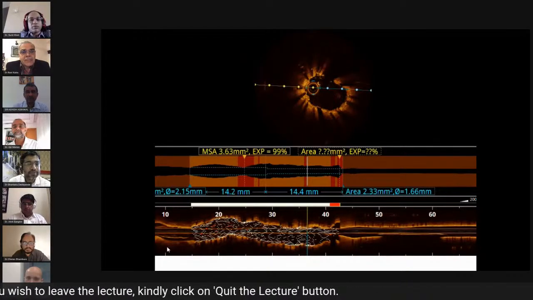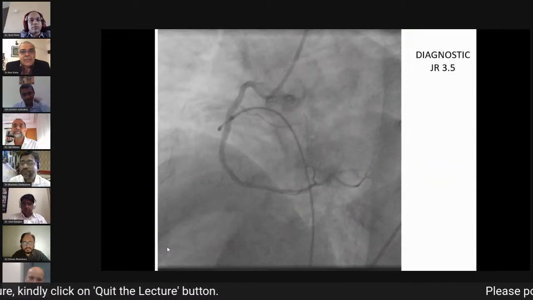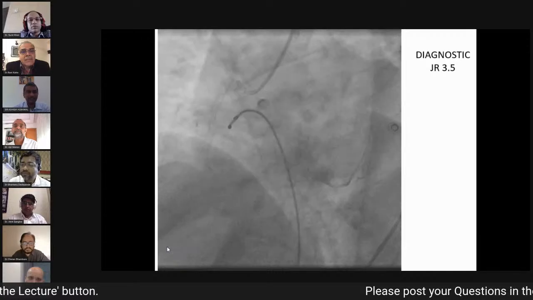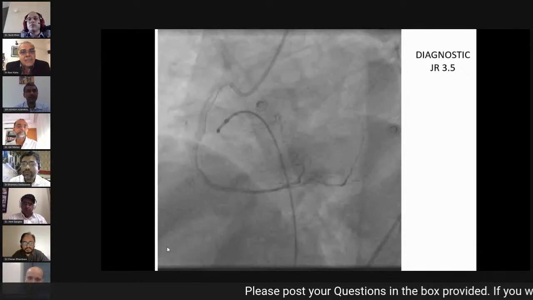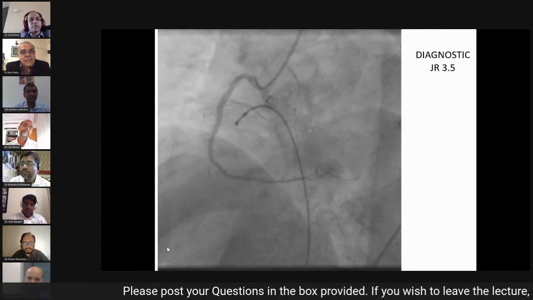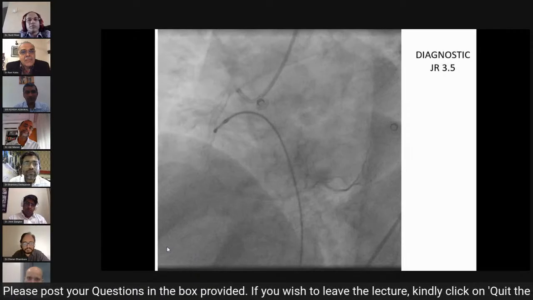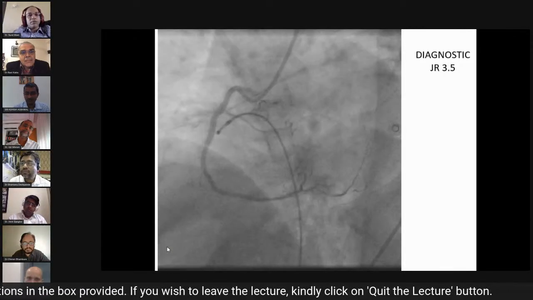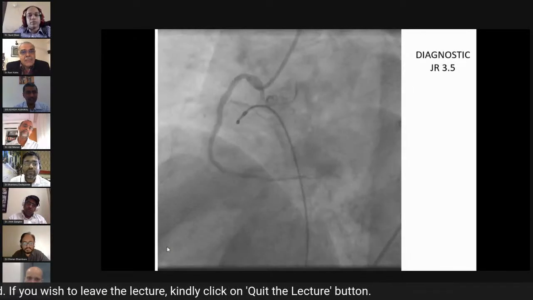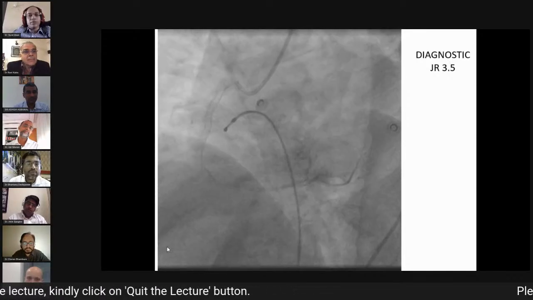Finishing off. After that, we avoided that dilatation. We took out the guiding catheter. We waited for 10 minutes, and then we took shots with the diagnostic JR to see the proximal vessel as well as the stent. So these were the pictures.